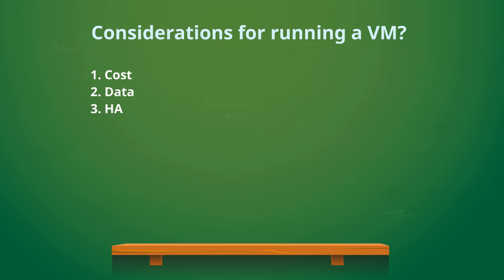The third is HA, so high availability. You want to ensure that if one DC goes down or if one area goes down, your services are still up and running somewhere else. The fourth is latency. Latency is important because it impacts your application, which then impacts whether your users want to use it if it's slow. So these are the 4 areas that you really want to think about when you run your virtual machine.